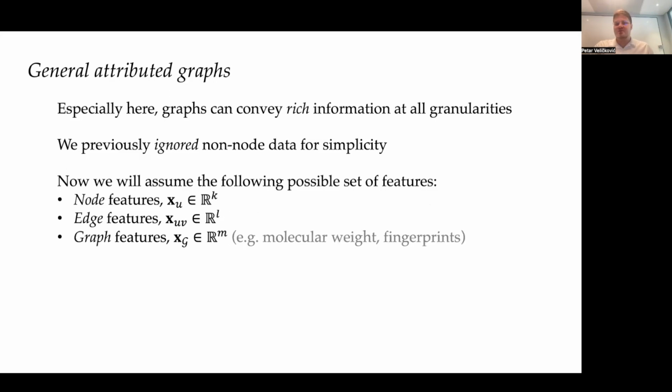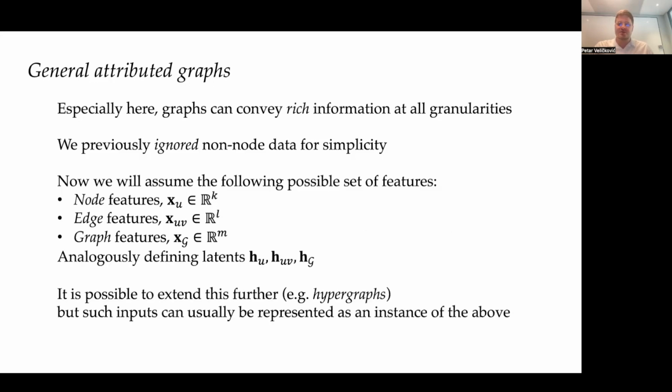Lastly, you might also sometimes find it useful to attach a feature to the entire graph. So have a flat feature vector x_g for the entire graph. And in the context of chemistry, this might encode things like molecular weight or molecular fingerprints and things like that. So then you can use a very generic graph neural network model to define latent representations on the level of nodes, edges, and graphs.